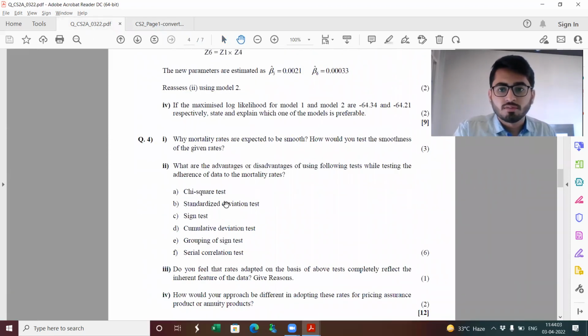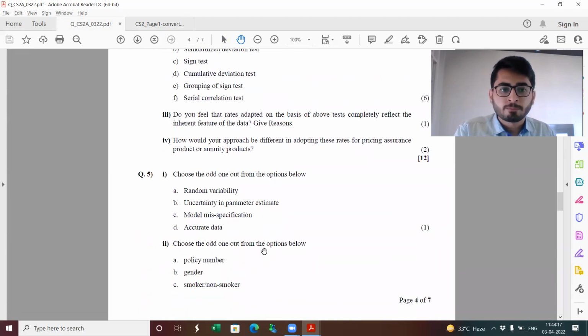Question 4, this is entirely theoretical, coming right from, I would say, graduation over here, a part of it, and some parts could be, let's say, on a similar line. So this is straight away bookwork, not getting into it. Question 5, choose the odd one out. Random variability, uncertainty in parameter estimate, model misspecification, accurate data. It has to be accurate data.